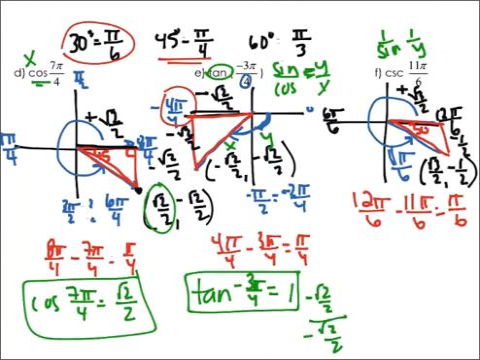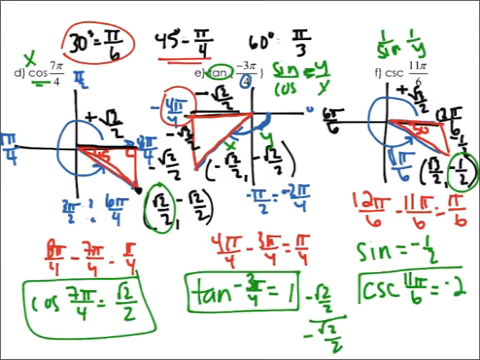Sine, remember, let's find sine first because we can flip it. Sine is the y value. Sine is negative 1/2. If sine is negative 1/2, cosecant would be the reciprocal of that. The reciprocal of negative 1/2 is negative 2. So cosecant of 11 pi over 6 is equal to negative 2. Okay, two more.